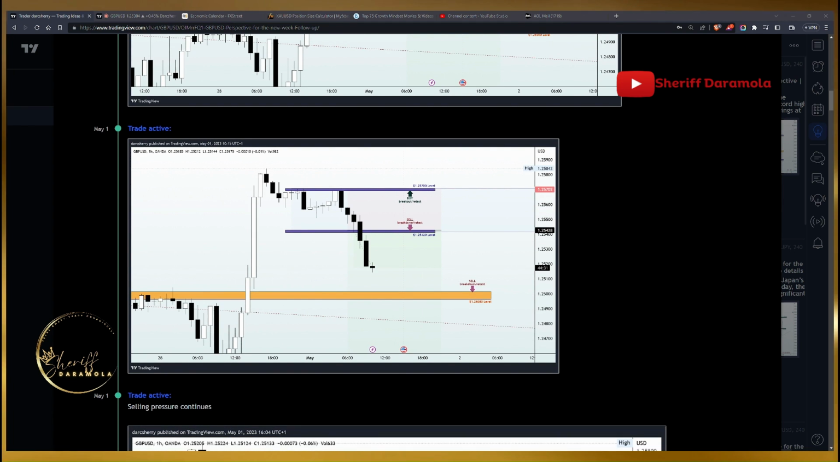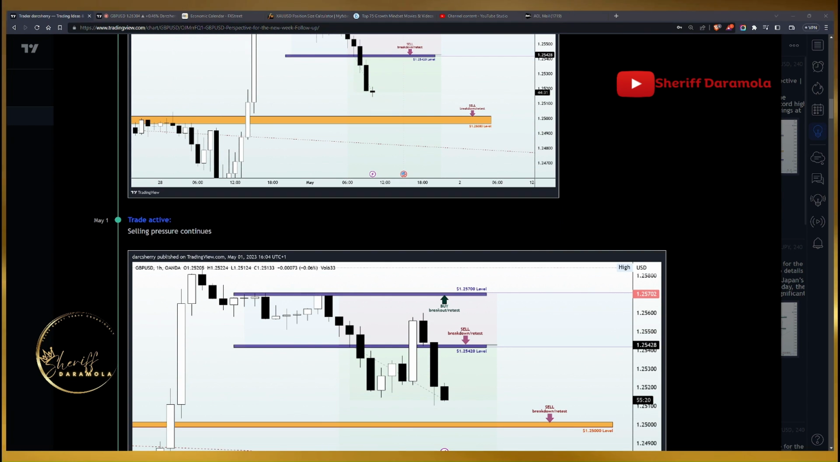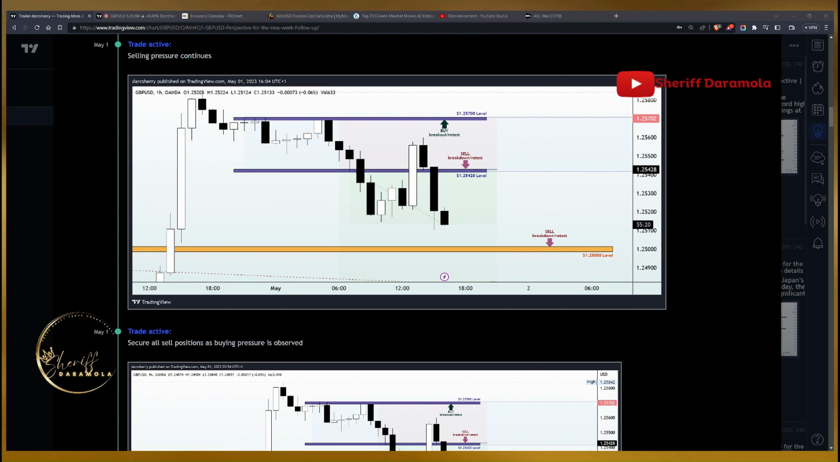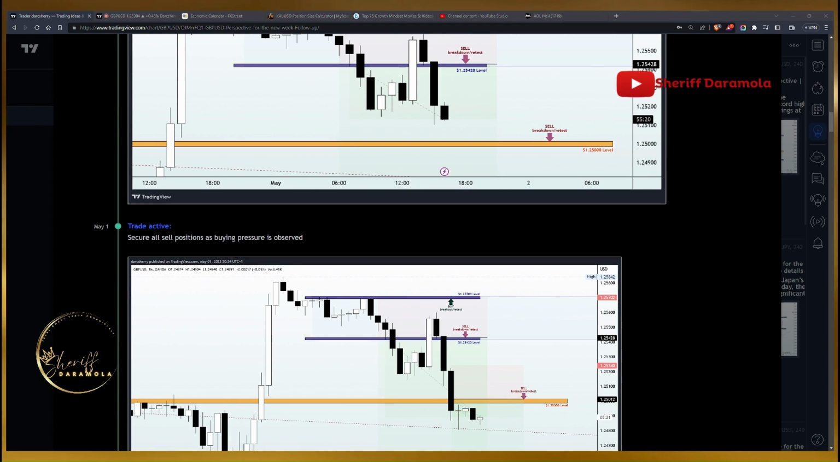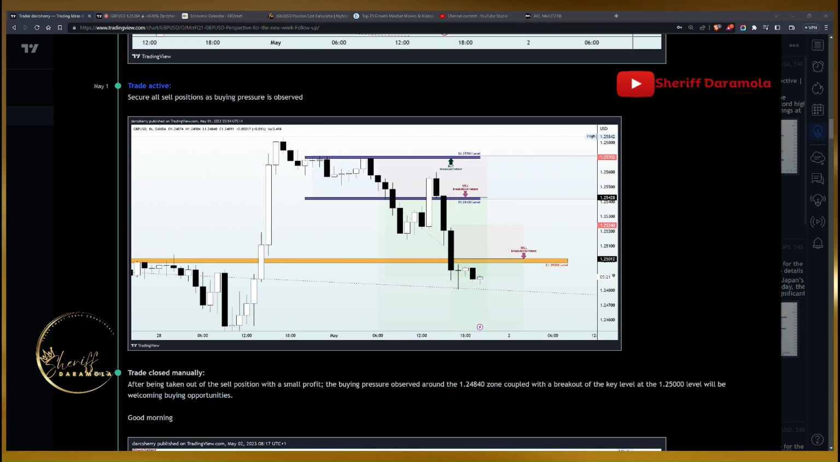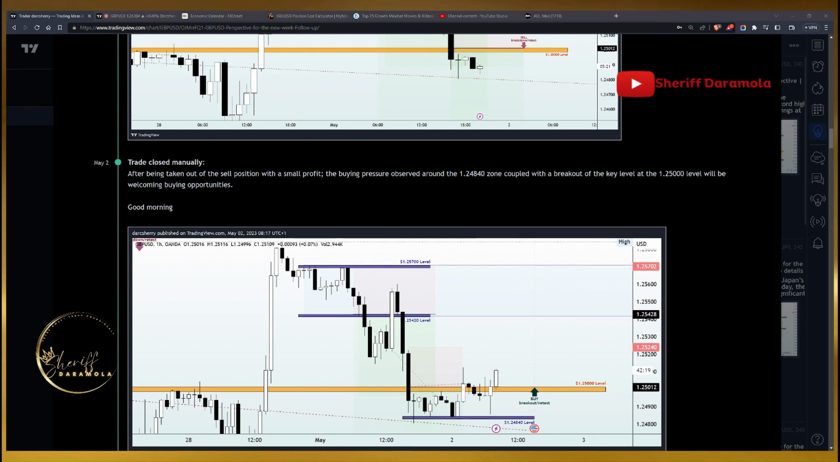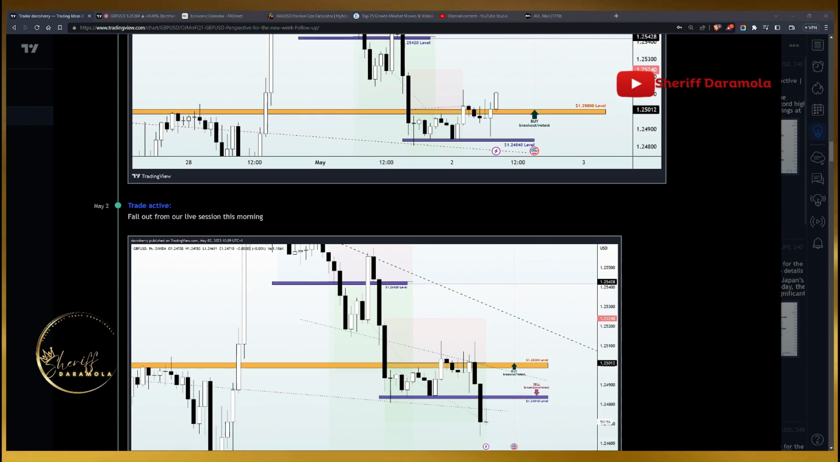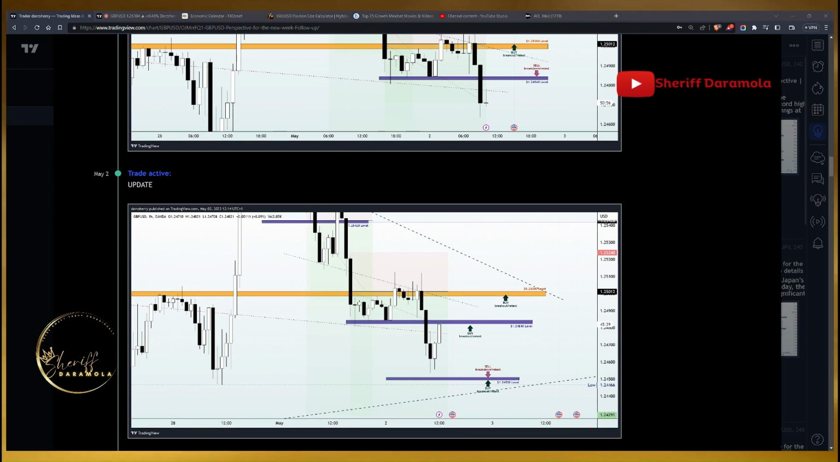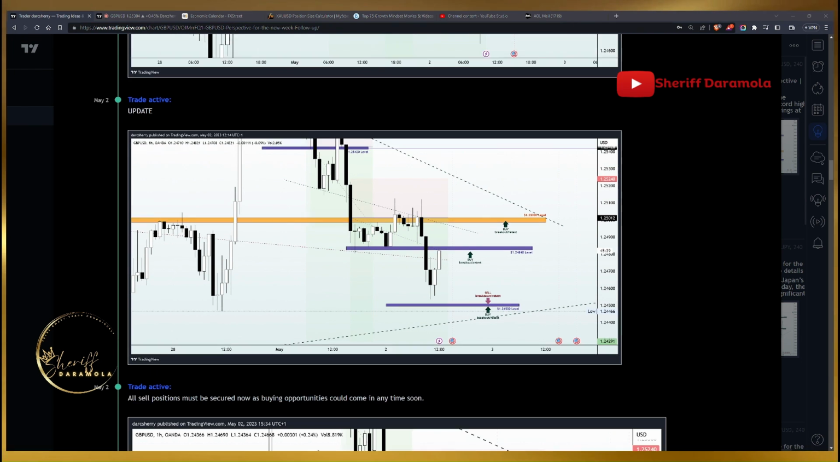Then we continued to ride the move all the way to the downside, with the hopes that price action would break down our key level at the 1.250 area. As you can see here, we saw the breakdown of that structure, which didn't last long. And as you all know, I mentioned here that we should move our stop loss to secure the sell position. Price action then continued again, breaking down the 1.24840, giving us more sell positions.